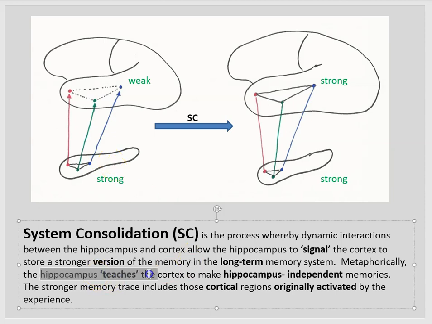Metaphorically, it's kind of like the hippocampus is teaching the cortex to make hippocampus independent memories. And those stronger memory traces include those cortical areas originally activated by the experience. Again, we're storing the memories in lots of the same places that were used to process the learning event in the first place.